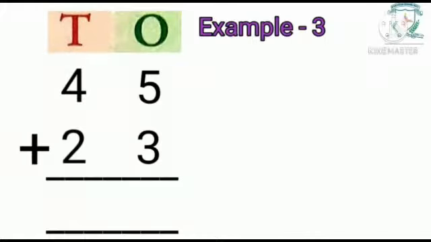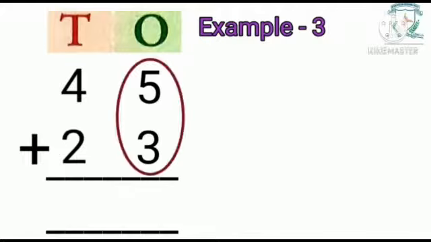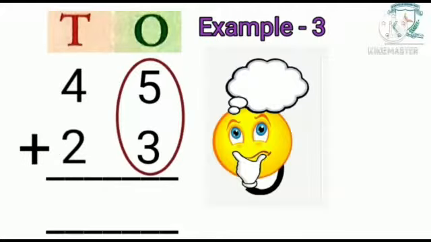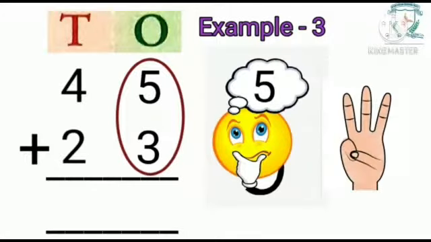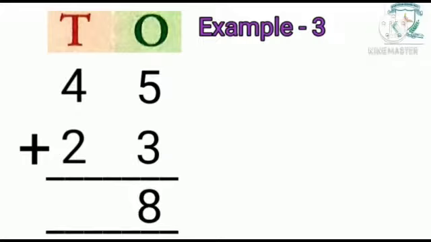In the next example, we shall add 45 and 23. We first add the digits in the ones place. We add as 5 in the mind and 3 fingers up. After 5 comes 6, 7 and 8. We write 8 in the ones place.